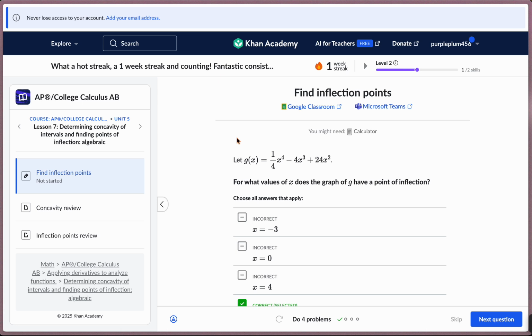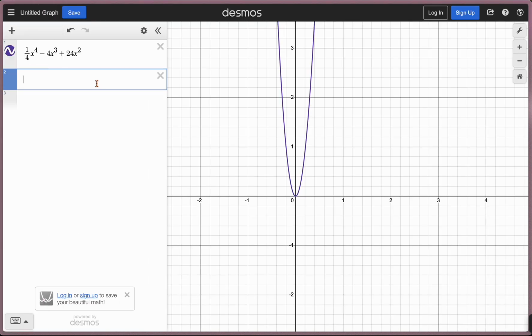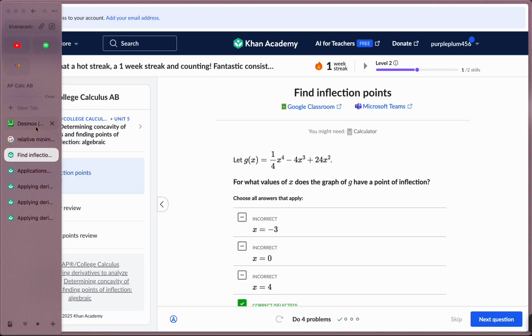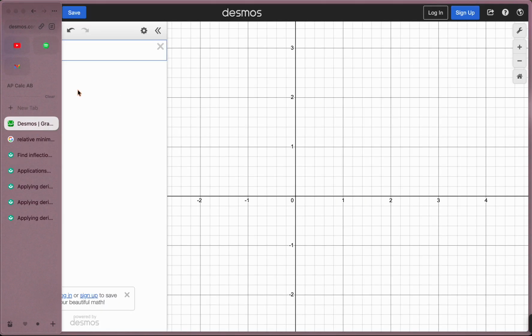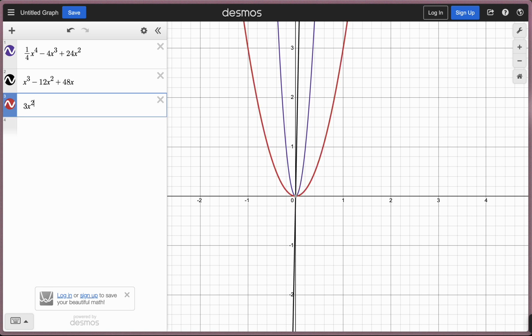Points of inflection occur where the second derivative changes sign, so where concavity changes. So we're going to find the first derivative. We take down the 4, and it cancels out, so it gives us x cubed minus 12x squared plus 48x. Then we take the second derivative, which is 3x squared minus 24x plus 48.